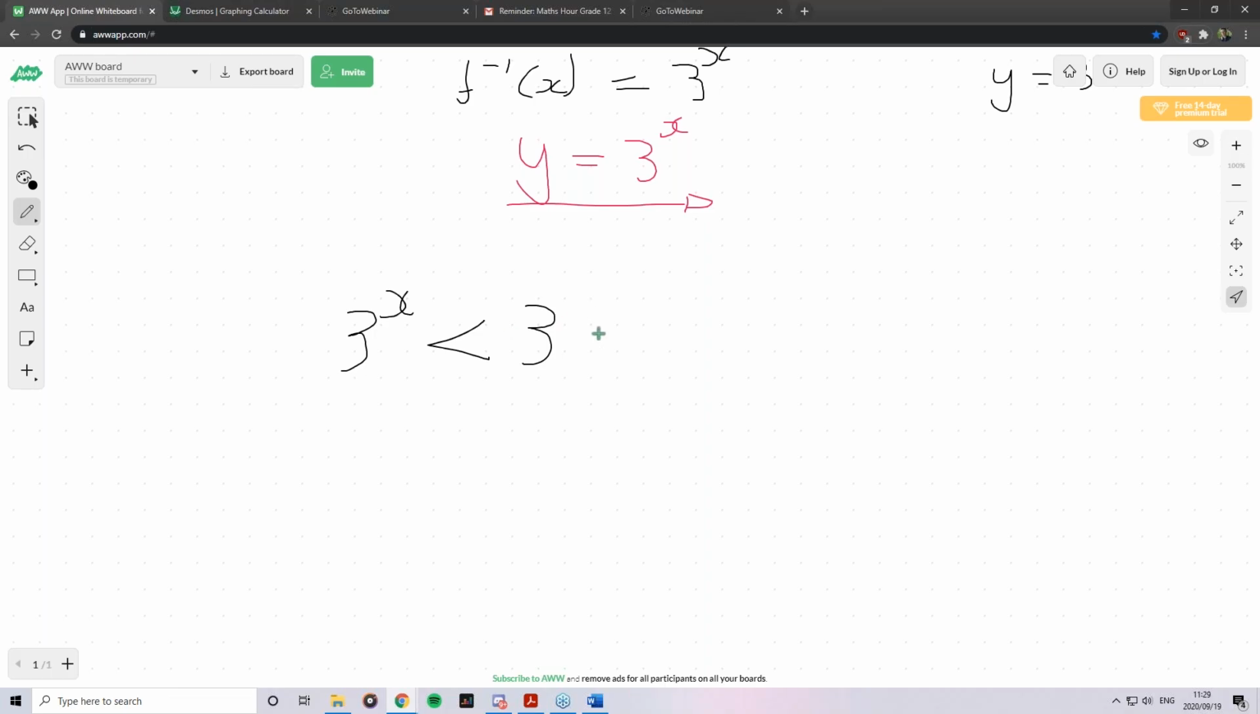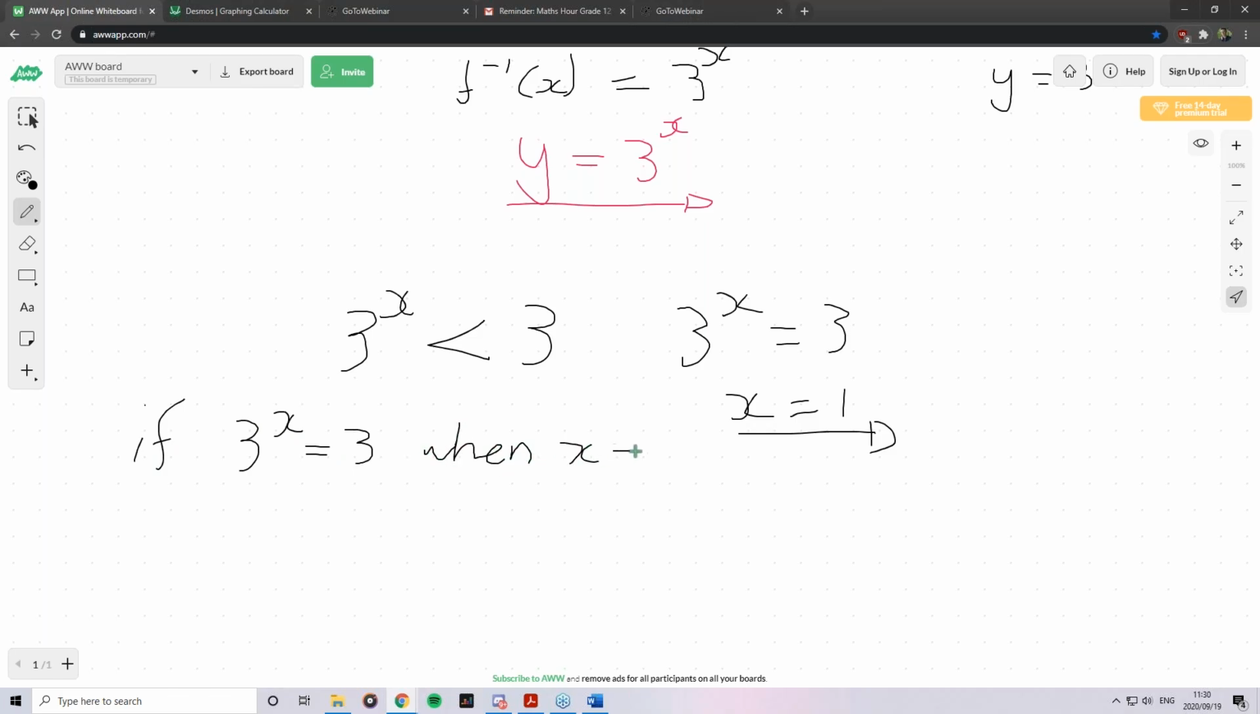Now, whenever you have questions where they ask when a function will be less than a certain value, that implies there'll probably be a value where they're equal. So what we're doing is solving where it is equal and taking that value and making it less than. What will x be for this to hold? Well, obviously 3 to the power of 1 is just 3, so x is 1. So for what values of x will 3 to the power of x be less than 3? Well, 3 to the power of x is equal to 3 when x is equal to 1.